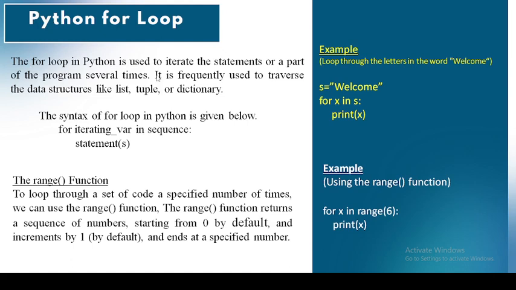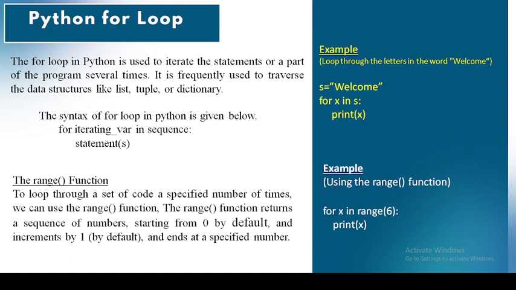The for loop in Python is used to iterate the statements or a part of the program several times. Like the while loop, if you want to iterate statements several times, we can use the for loop. It is frequently used to traverse data structures like list, tuple, or dictionary. So the for loop is generally used for the list, tuple, or the dictionary.